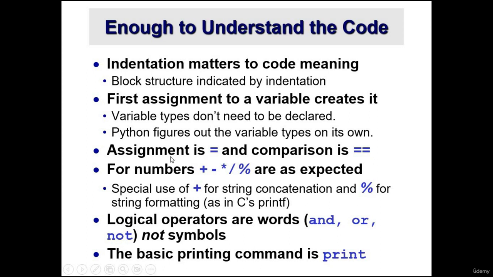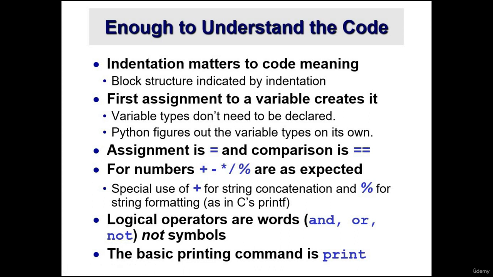Rule number 3: assignment is equals to, and comparison is double equals to. When we are assigning a value to a variable, we use the equals operator. This symbol is called equals to in mathematical terms, but in Python it is called the assignment operator. The comparison operator is double equals, which we call equal to in Python. So this is the comparison operator, and this is the assignment operator. You have to keep in mind the difference between these two operators.